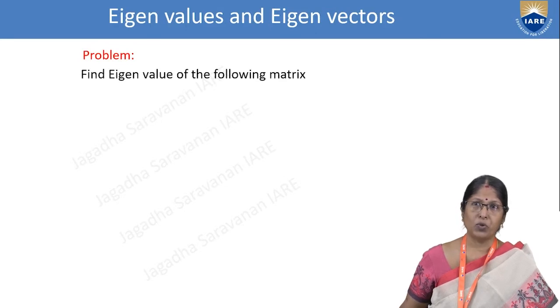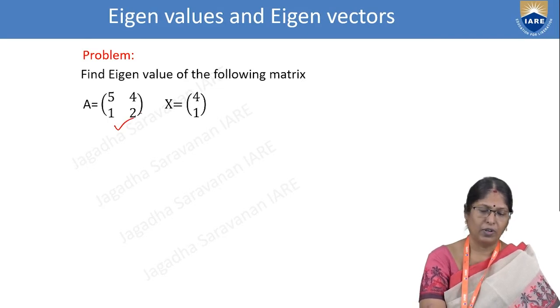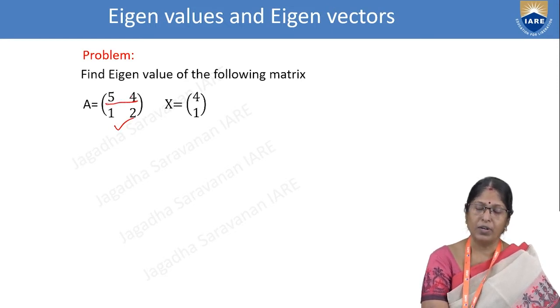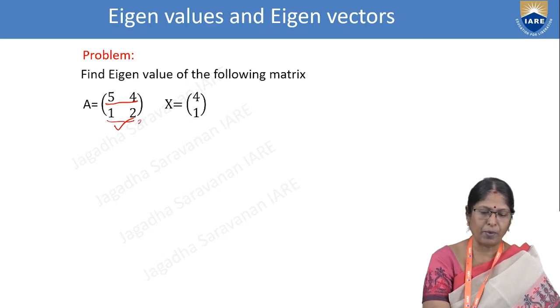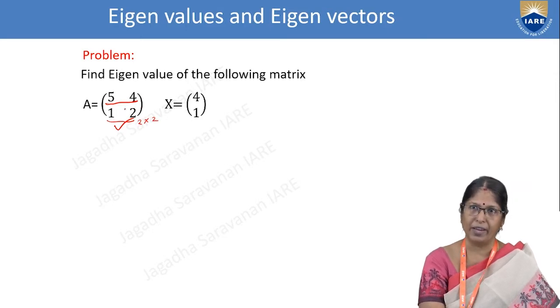Now, we are going to solve a problem. Find the eigenvalue of the following matrix. Now, capital A is given: the first row contains the elements 5, 4. The second row, 1 and 2. The order of the matrix is 2 by 2. That is, 2 rows and 2 columns are there.